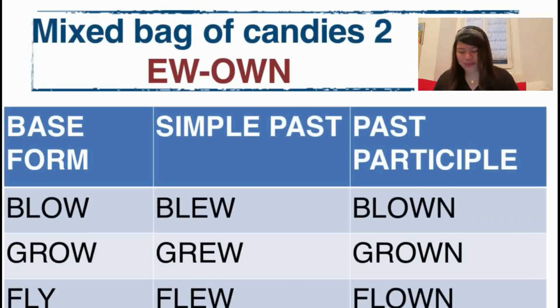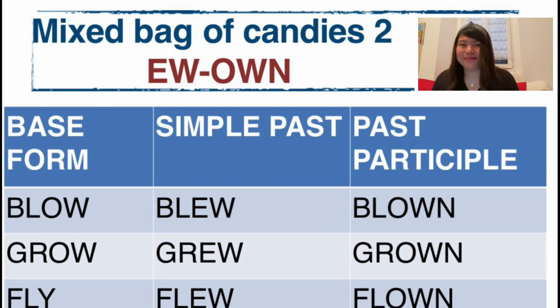The second group is the mixed bag of candies, EW to OWN. Okay, what is it? An example is blow. Again, the last 3 letters of the verb, which is L, O, W. We change the vowel to letter E.